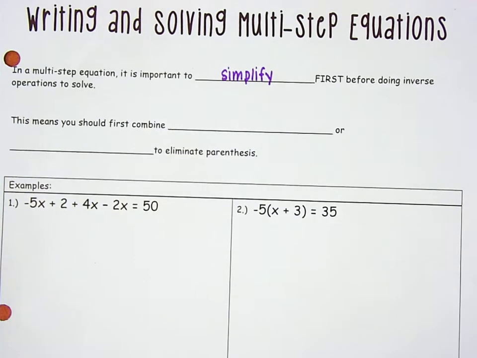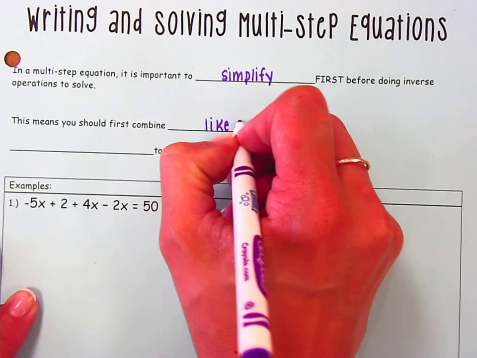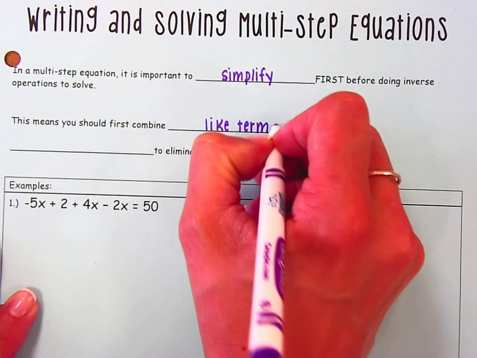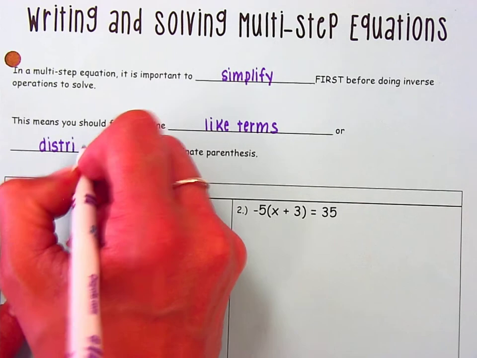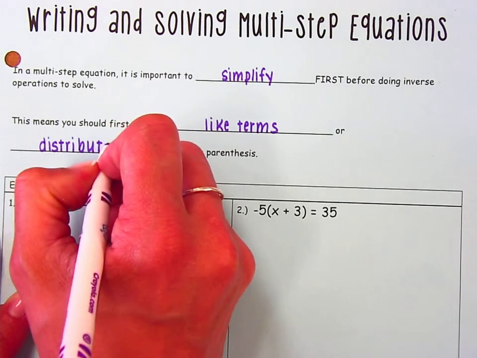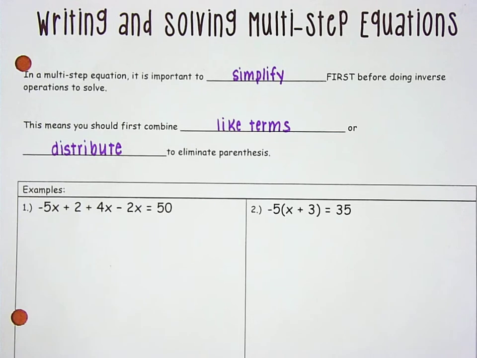Simplifying is there to make things easier for us, so it makes sense that we want to simplify before solving. So that means you should first combine any like terms, or you should distribute to eliminate or get rid of those parentheses. So we'll take a look at two examples, one where you have to combine like terms and one where you're going to have to distribute.